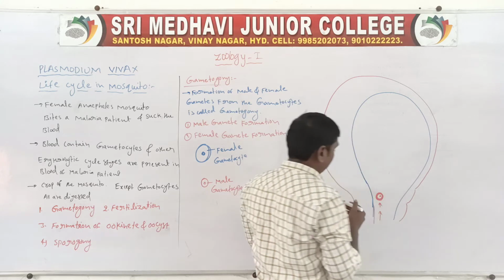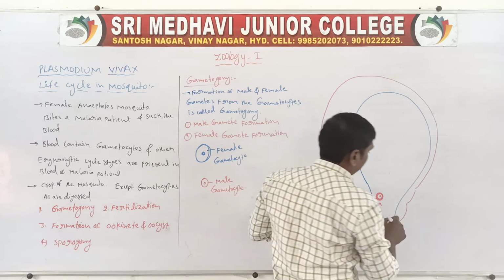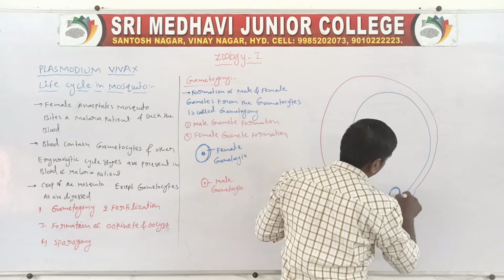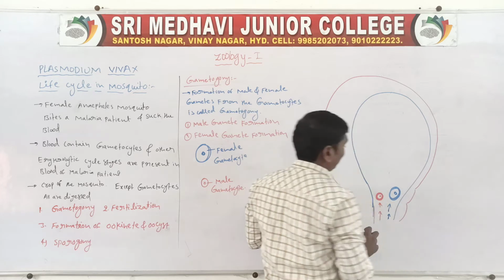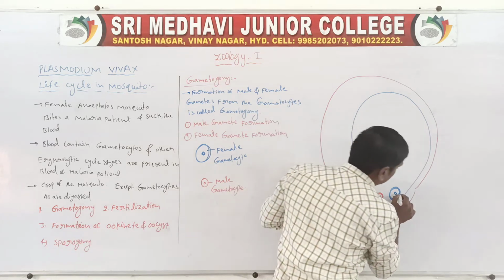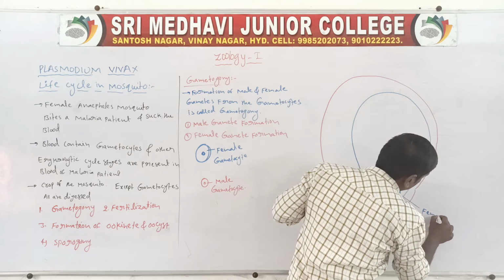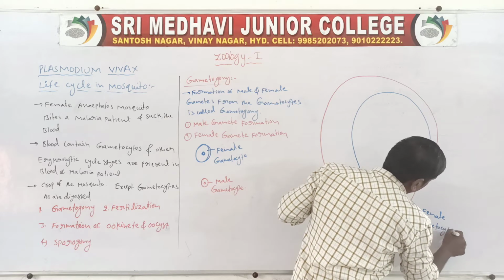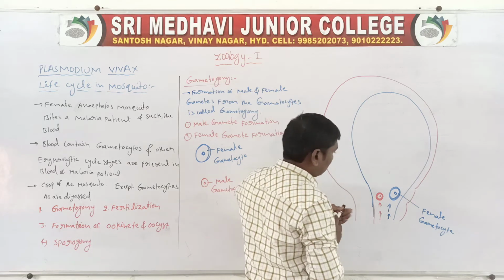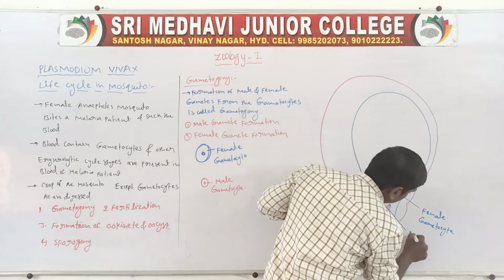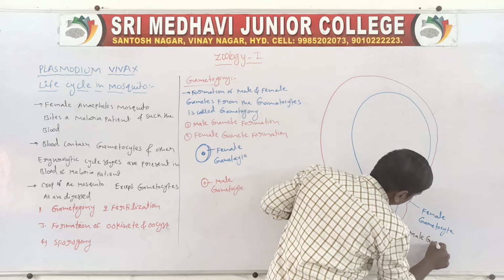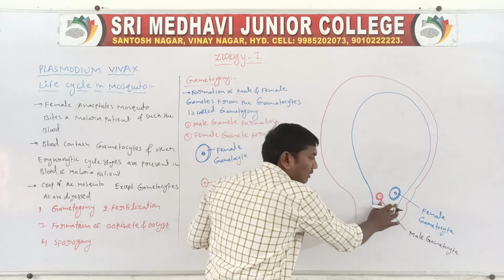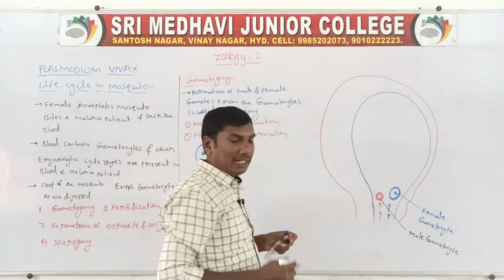So this is the small gametocyte, and this is the large gametocyte. The large size is called female gametocyte, and the small one is called male gametocyte.